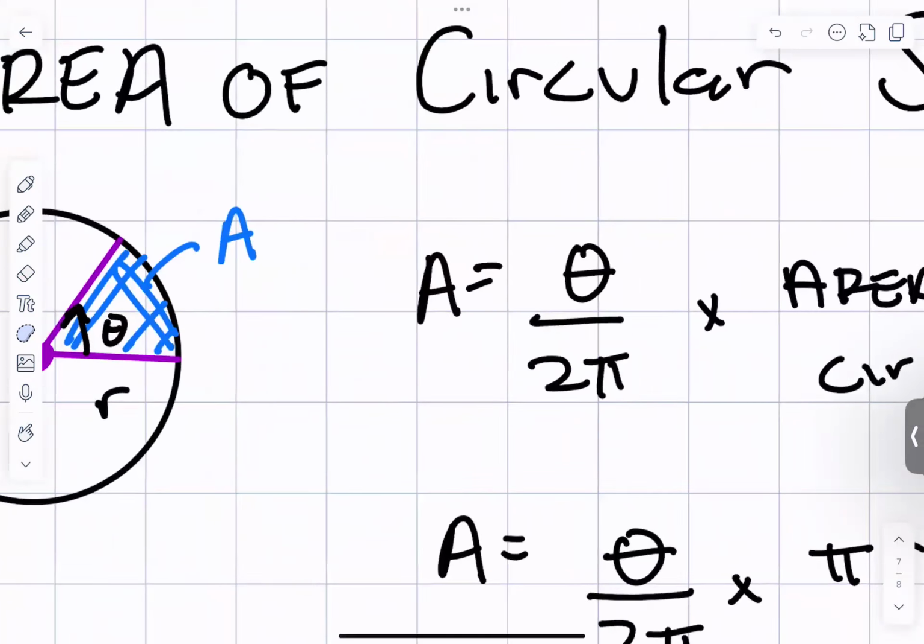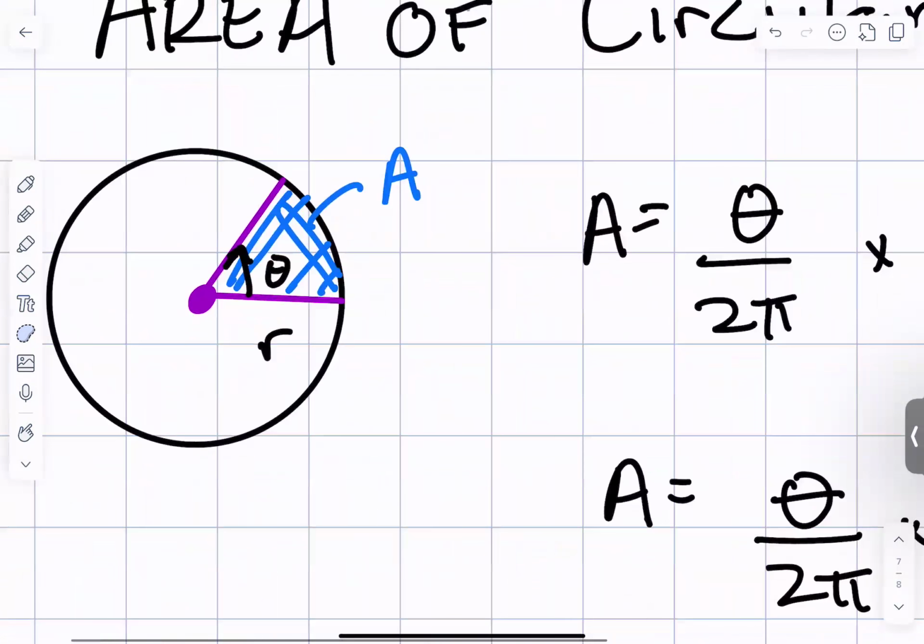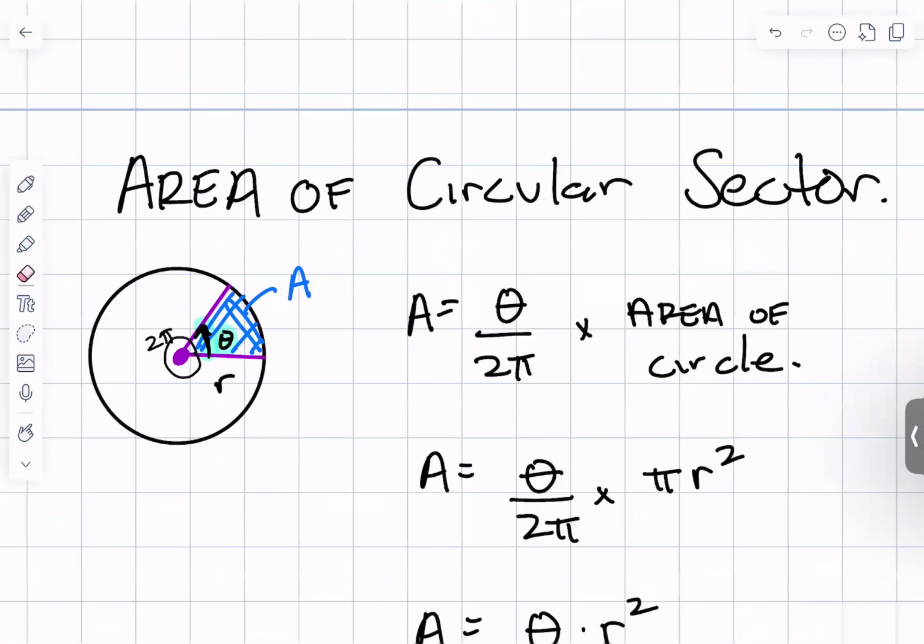This part here. Because if this angle here was theta, the whole thing is 2 pi in terms of radians, right? So the ratio that we're interested in is theta, this part here, over the whole thing. Okay.